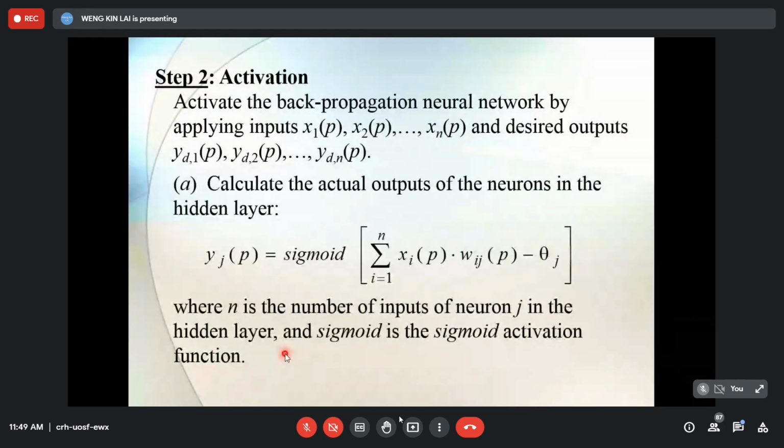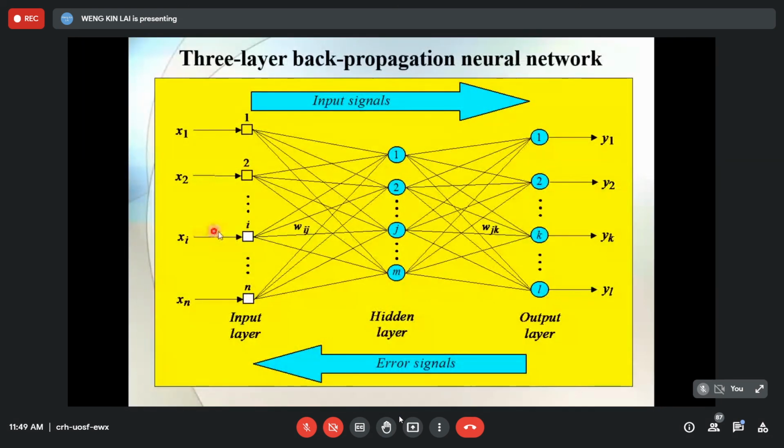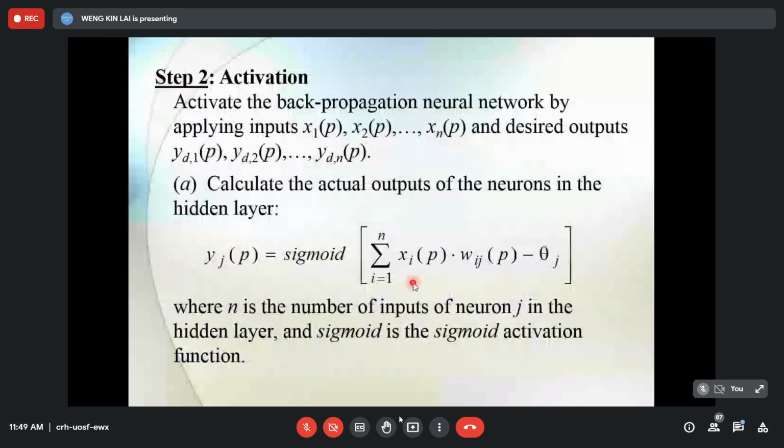Same as before, what do you do? Once you set the weights, you are now ready to go. You now activate the back propagation neural network by applying the inputs over here to the weights and then calculating for each of the neurons here. Same process. So let's look at it. You activate the back propagation neural network by applying inputs x1 up to xn.